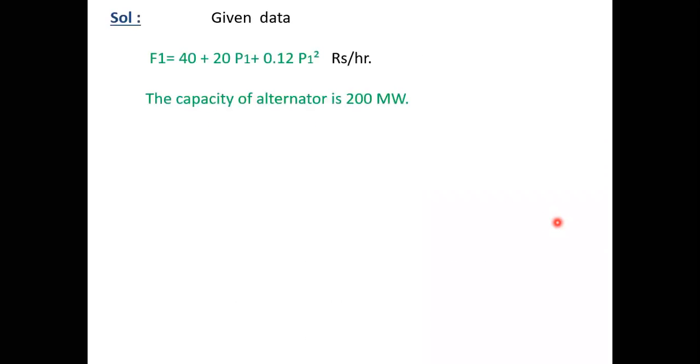So first write the given data. What's the given data? Fuel cost, and at the same time, the capacity of an alternator is 200 megawatts. Coming to the solution one by one, first one is IFC. IFC means incremental fuel cost, that is dF1 by dP1. And we know how to do the derivative with respect to P1. It is given by 0.24 P1 plus 20 rupees per megawatt hour. The units are very, very important. Rupees per megawatt hour is the unit for dF1 by dP1. Similarly, rupees per hour is the unit for fuel cost. So this is the answer for the first bit.